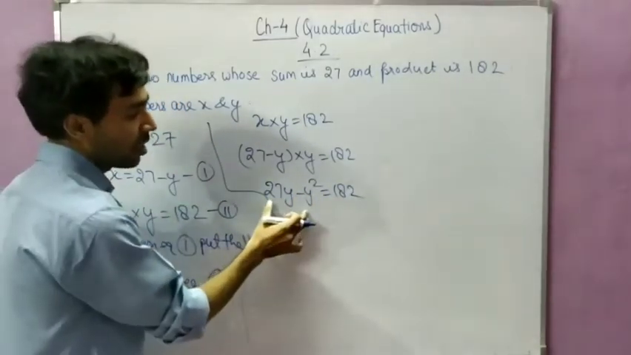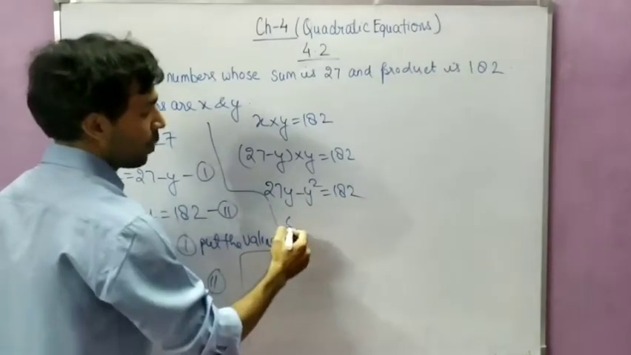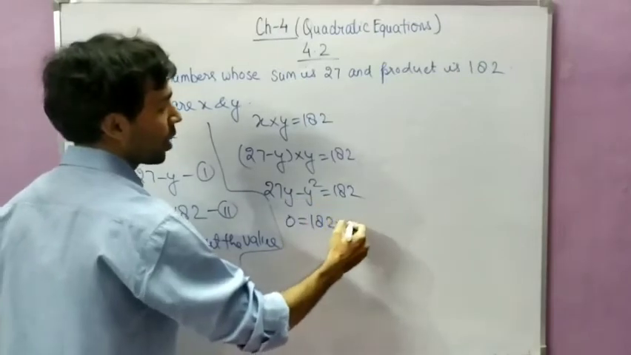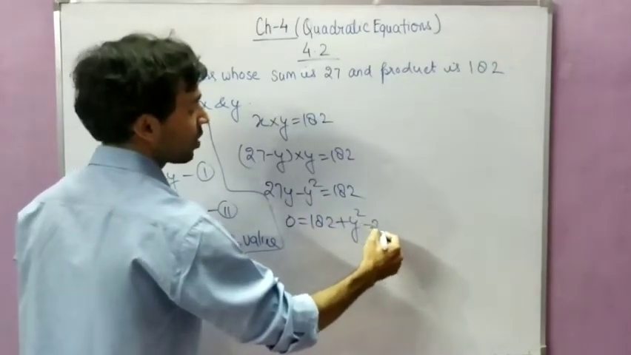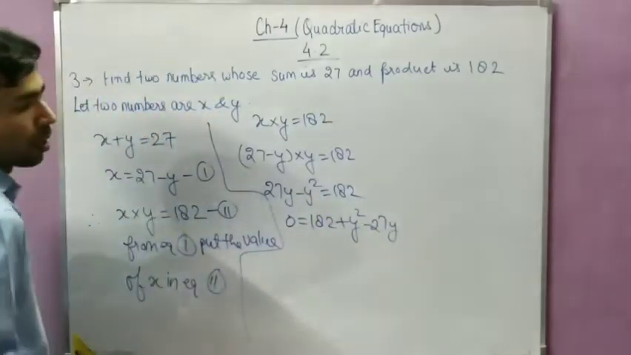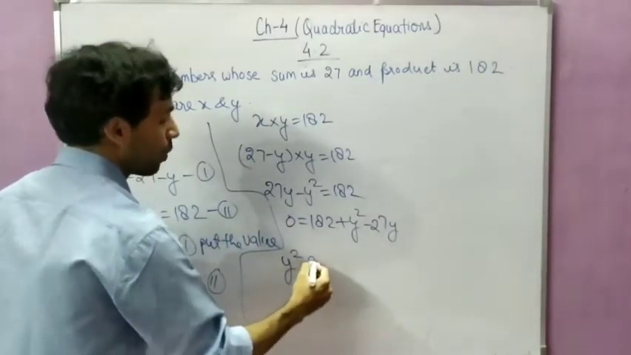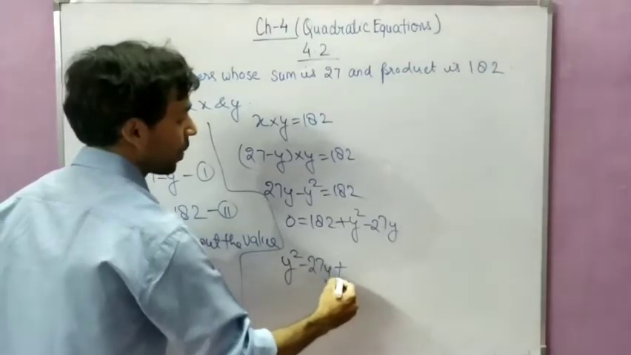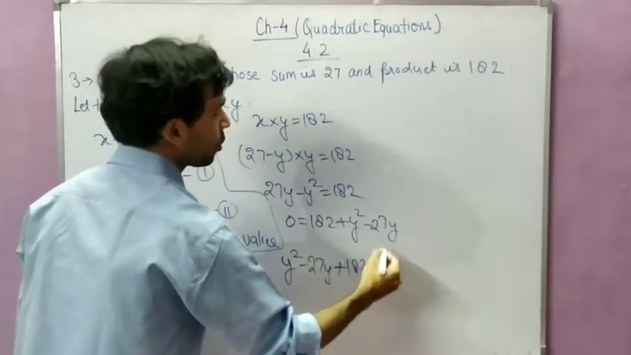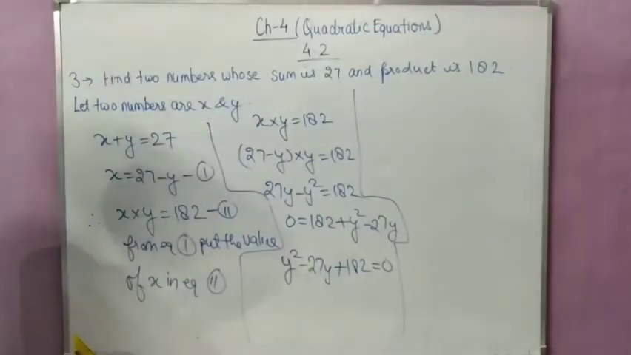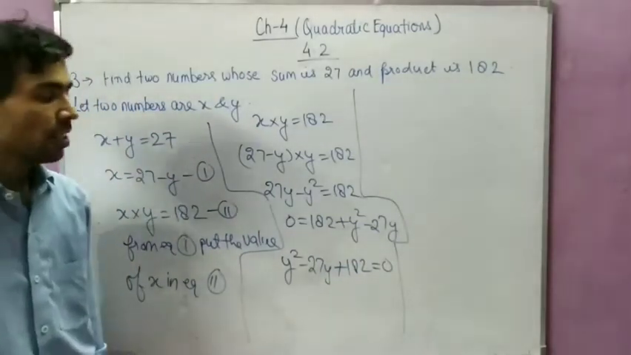Now transfer this to this side. So here will be 0, and when this goes to this side, it will become plus y square, and this is minus 27y. Now write in the correct order. So I can write y square minus 27y plus 182 equal to 0. Now we got the quadratic equation.